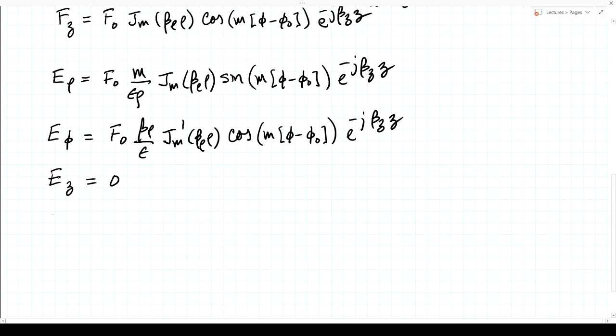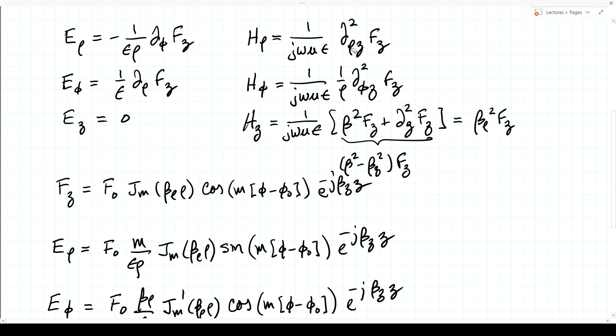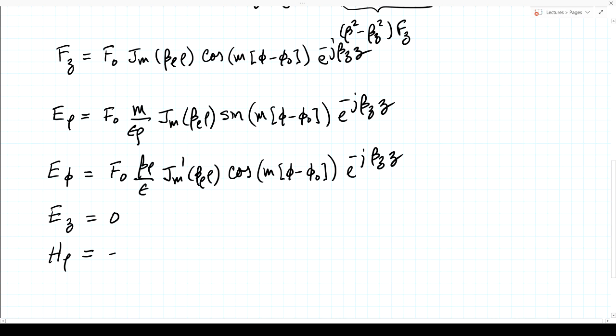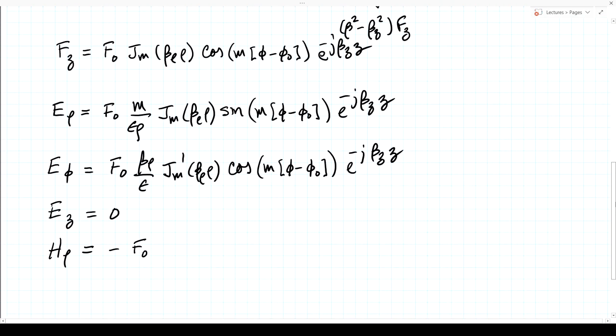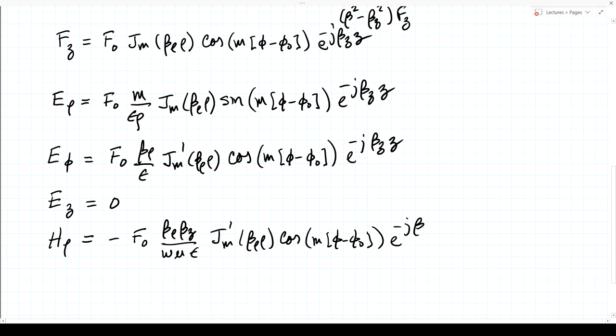And now for the H components. For H rho, 1 over this factor, the derivative with respect to Z brings down a minus j beta z factor out in front, and then that j and this j will cancel, and that'll leave a minus sign because of the minus j beta z. And so what we end up with there is minus F0, and we also have a rho derivative, so that'll bring out a beta rho by the chain rule. So we've got a beta rho and a beta z over omega mu epsilon. We had a rho derivative, so JM prime beta rho rho, and we had no phi derivative, so we still have the cosine, and the same Z dependence.